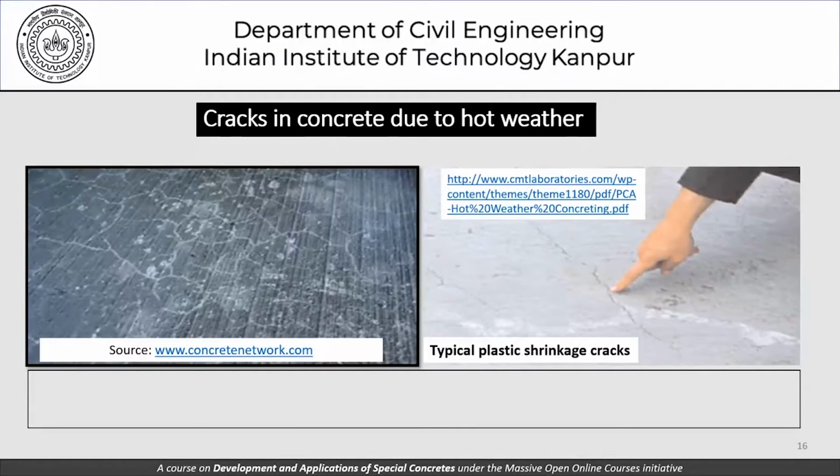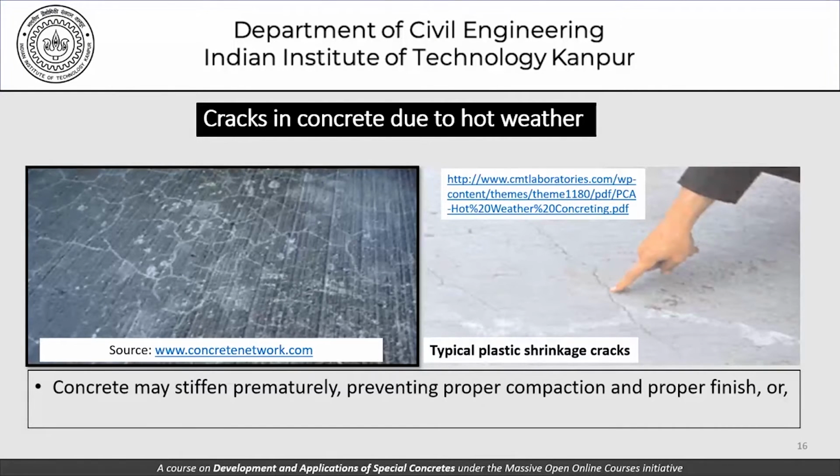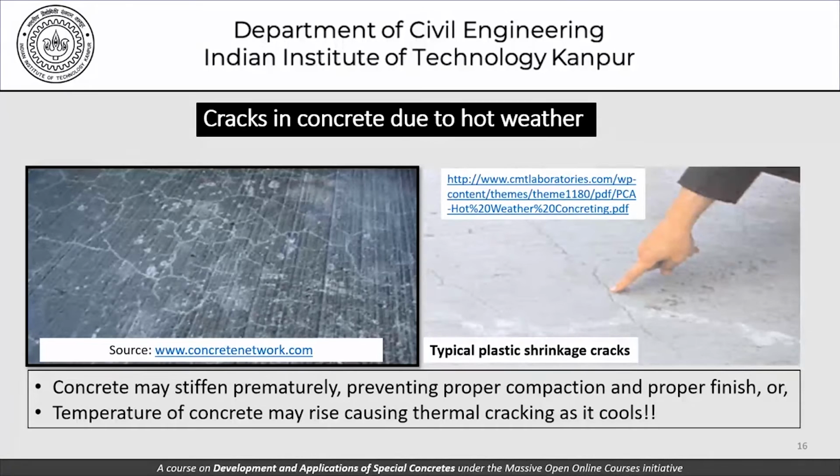Here are pictures of cracks in concrete due to hot weather. Typical plastic shrinkage cracks can be seen, and we should also note that concrete may stiffen prematurely, preventing proper compaction and proper finish, or the temperature of concrete may rise, causing thermal cracking as it cools. This thermal cracking part we will visit once again when we study mass concrete, but that's a slightly different variation of concrete conditions. Here we are talking of thermal cracking as a result of hot weather or the high temperature of concrete.